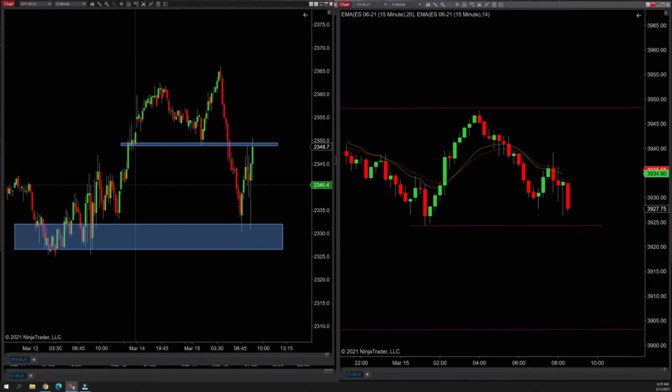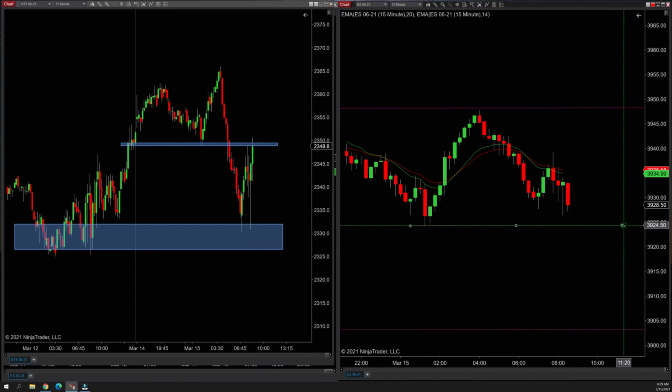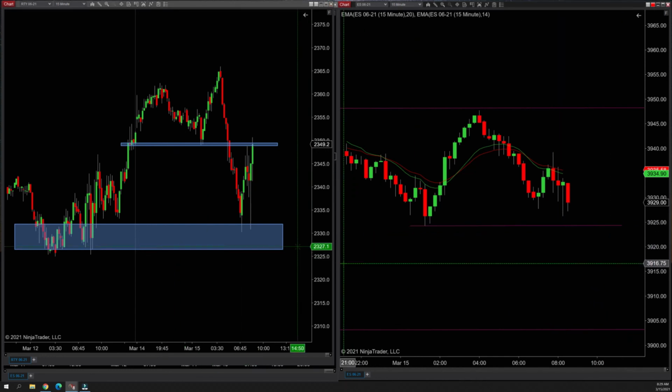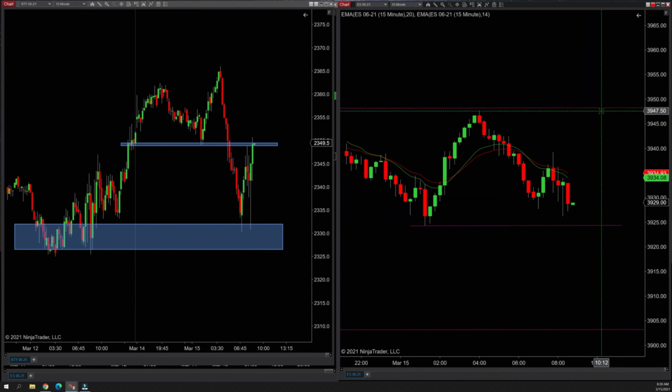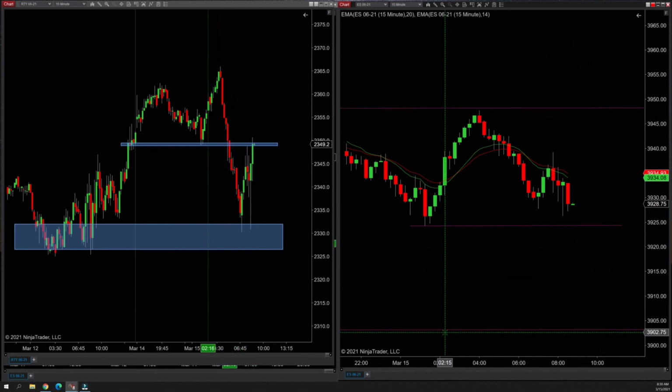So now, if the Russell rolls over here, it'll give added probability to the ES breaking through this support area. Then again, if it breaks through this, you'll probably see buying coming in on the ES, and ES could come all the way up to the top here.